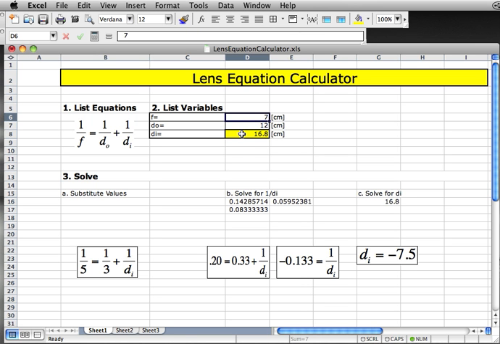And again, I can change the focal length here. I can change it again. And every time I do that, you can see that the answers change. So that's an introduction to the use of the lens equation calculator for lenses.